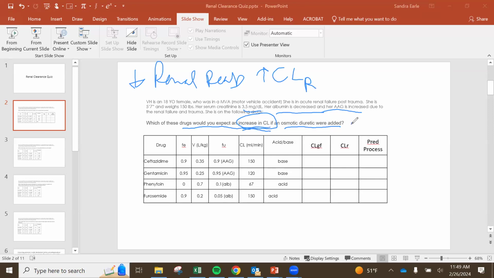So what we're looking for is any drug, doesn't matter whether it's an acid or a base, that undergoes predominantly passive reabsorption. So we're looking for all drugs that are predominantly reabsorbed. So now we have to go through all four of these drugs and determine their glomerular filtration clearance and their renal clearance and their predominant processes. And then we can use that for the rest of the questions in the quiz, so it won't be wasted time at all.